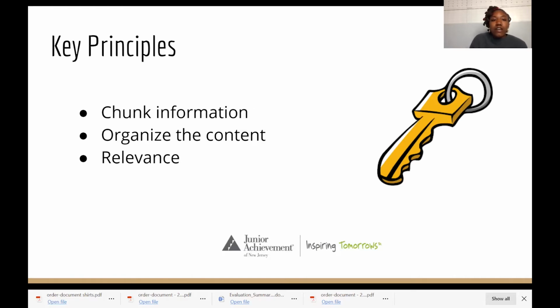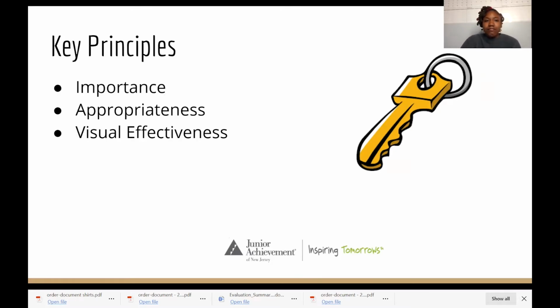So you want everything about principles in one section, everything about definitions and terms in another section, and everything about interacting in the classroom in another section. And you want to always make sure it is relevant to what you are teaching, because you lose the audience that way. Three more key principles: you want to make sure it has importance, it's appropriate, and it looks visually attractive.